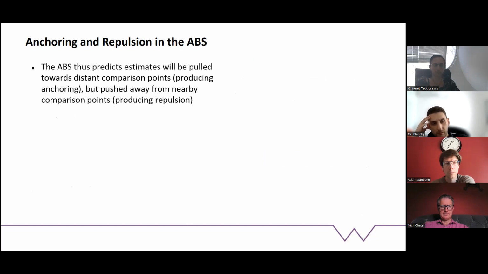And what we see from ABS is that ABS will be pulled towards distant values because, starting further from the target, you can't move as close to it. So that's anchoring. But at the same time, if you're nearby to the boundary, you're going to be more focused on continuing to sample until you get credible evidence that one alternative is more likely than the other.